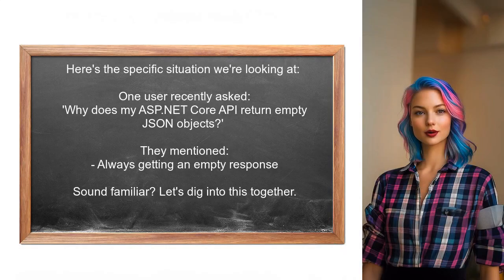Here's the specific situation we're looking at. One user recently asked, "Why does my ASP.NET Core API return empty JSON objects?" They mentioned that no matter what object they put in, they always get an empty response. Sound familiar? Let's dig into this together and find a solution.